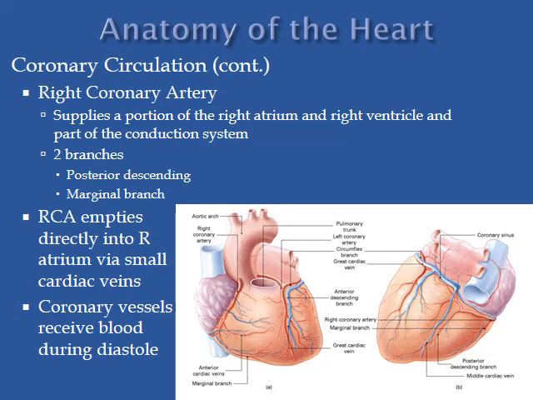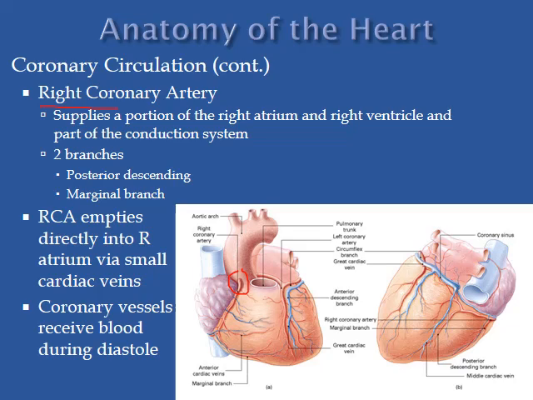Next is how the heart gets blood itself. There's a right and left coronary artery. The right coronary artery has two branches. It supplies blood to the right atrium, right ventricles, and a part of the conduction system. The two branches, and you can see it right here, right coronary artery comes right off that ascending aorta.